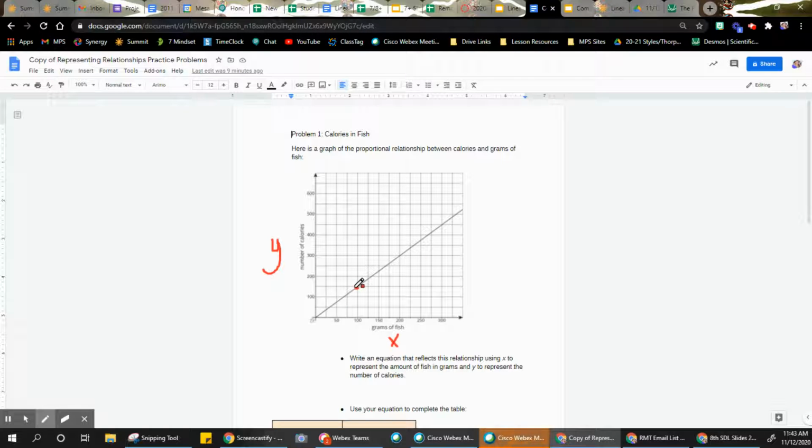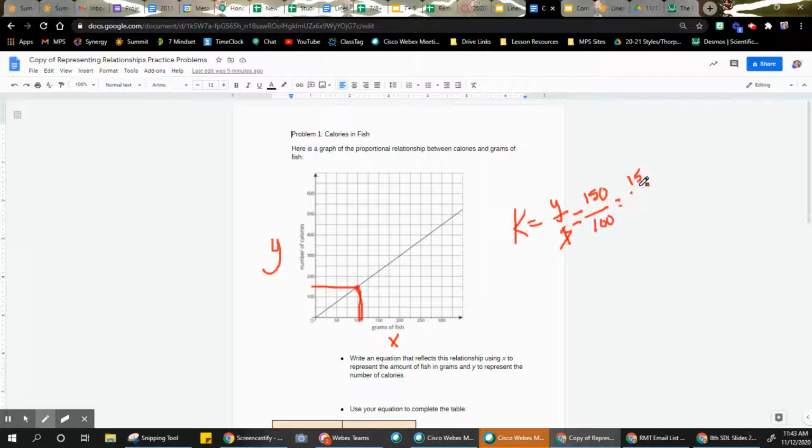And I see that there's a point right here at X is equal to 100 and Y is equal to 150. So then my formula for the constant of proportionality is Y over X. Well, since my point is at X is 100 and Y is 150, that means I'm putting 150 over 100. I'm now going to simplify these. I can divide these both by 10, so I'm going to do so.